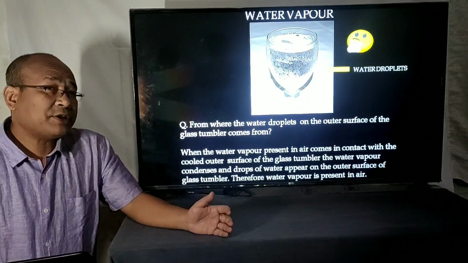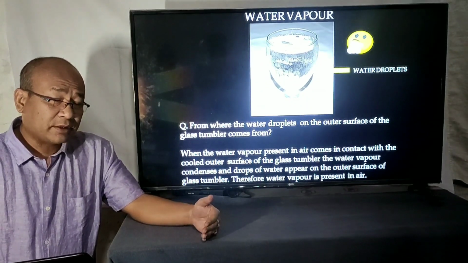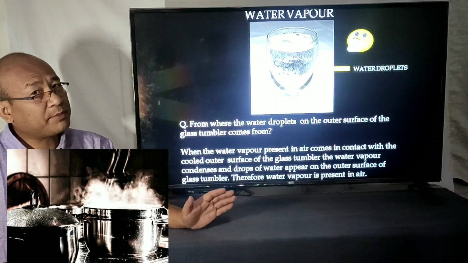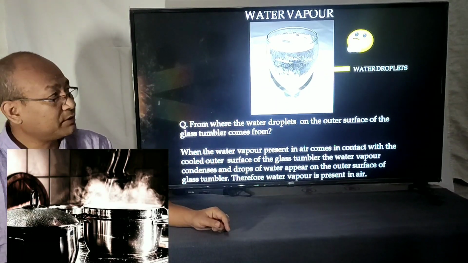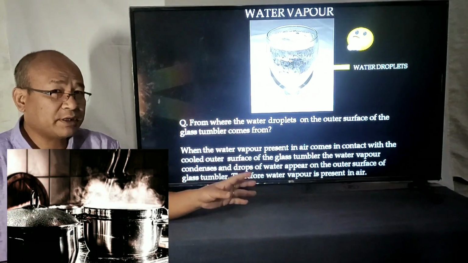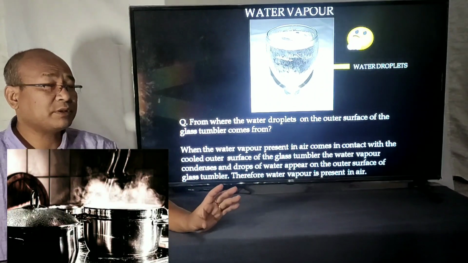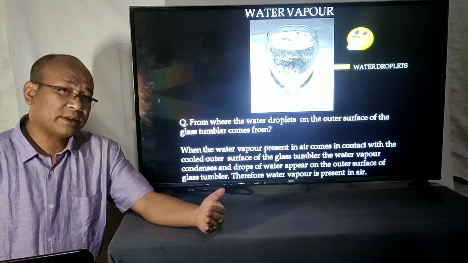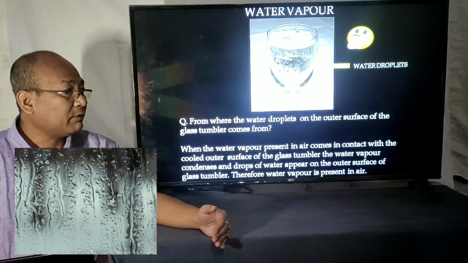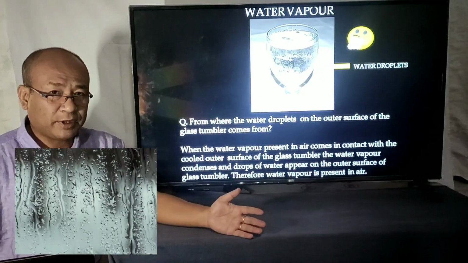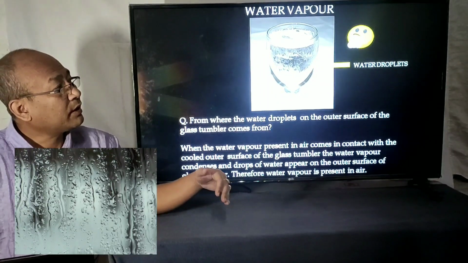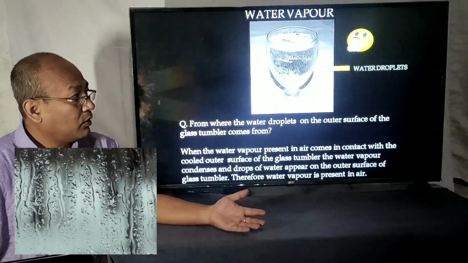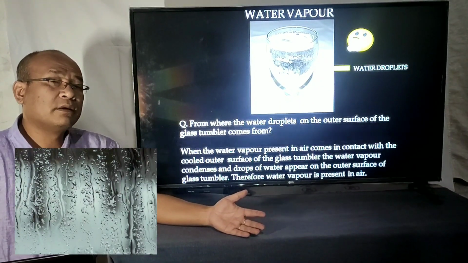Now, as you know, water vapor is present in air. So when the water vapor comes in contact with the cool surface of the glass tumbler containing ice, what happens? The water vapor condenses and forms water droplets. That is why we can see the water droplets forming on the outer surface of the cool glass tumbler.